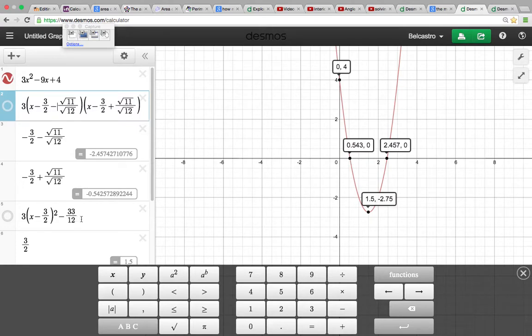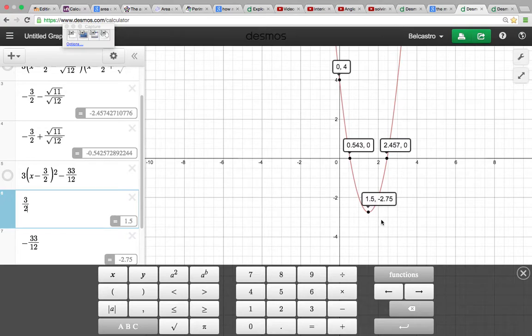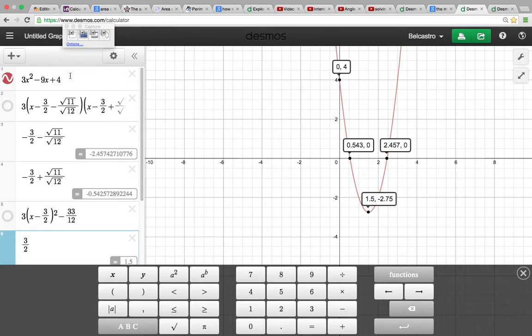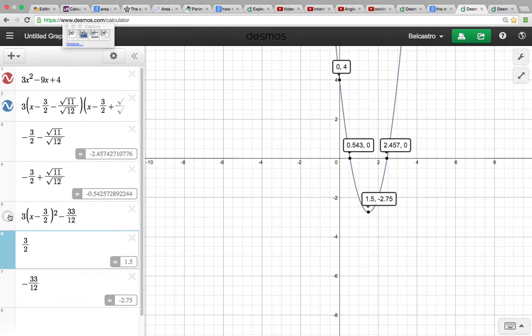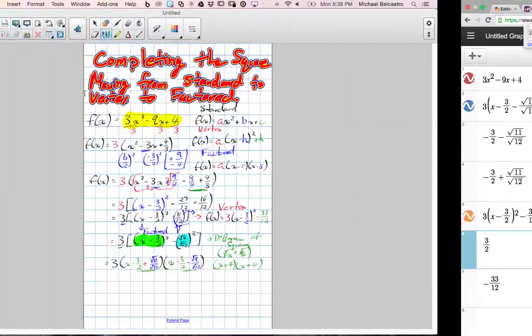And just with our vertex form, you'll notice 3 over 2 is 1.5, and negative 33 over 12 is negative 2.75. So when I turn on the forms right now, I only have the standard form in. You'll see that the factored form overlaps it, and the vertex form overlaps it. So technically, we've gone to all 3 forms now.